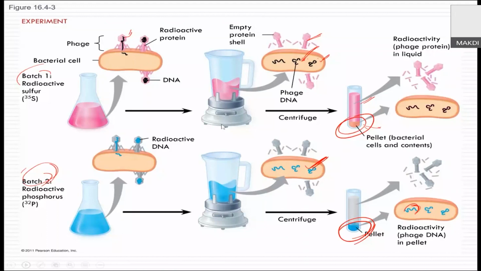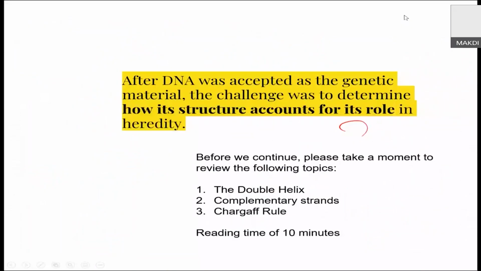Okay, so from these three experiments, DNA was accepted as the genetic material. And when the scientific community widely accepted DNA as the genetic material, not RNA, not protein, not other macromolecules, the challenge was to determine how the DNA structure relates to its function as the inheritance factor, as genes. So far, okay?